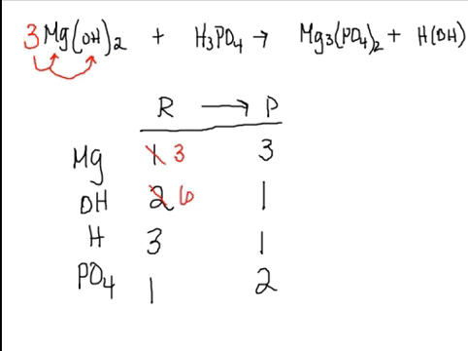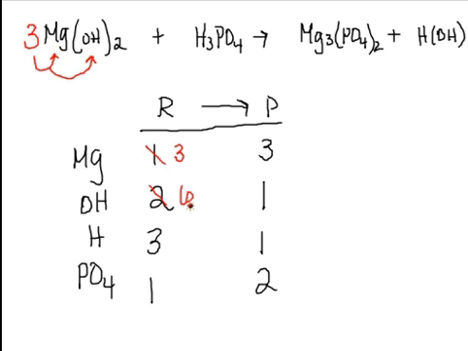Once again, if you have a subscript after the parentheses, that subscript gets applied to everything inside the parentheses. So I have 2 hydroxide for every formula of this chemical, but I have 3 formulas written. So 2 times 3 equals 6.